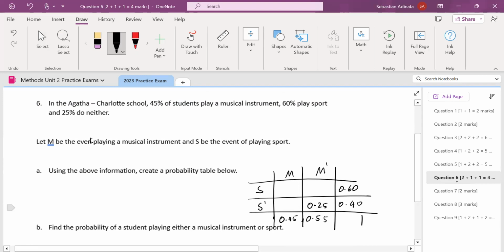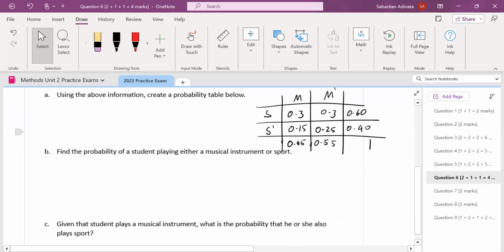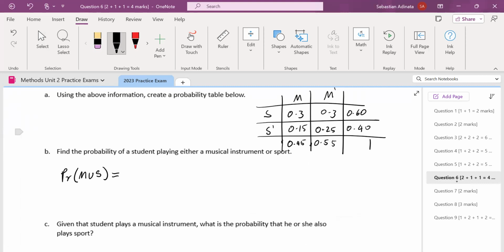Now we do a simple math. This has to be 0.3. That means this has to be 0.3, and this has to be 0.15. Find the probability of a student playing either a musical instrument or sport. That means we want to find the probability of music and the probability of this. Now, using the addition rule, this is the formula.